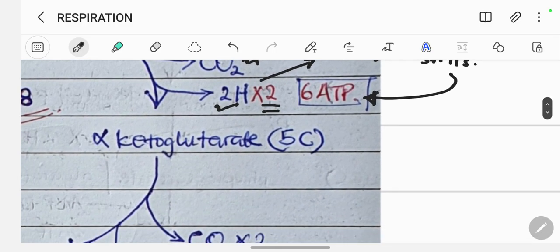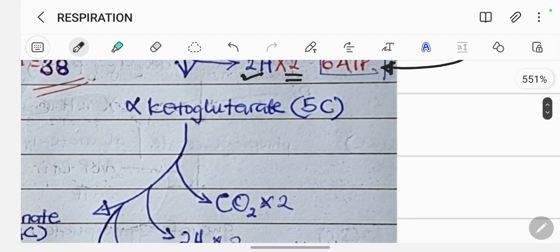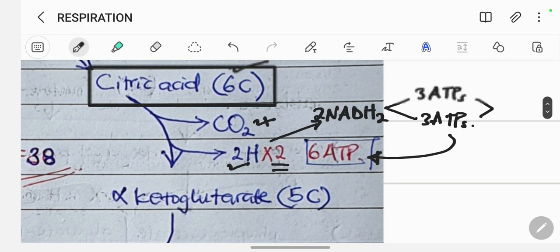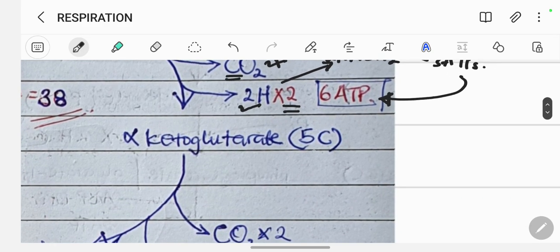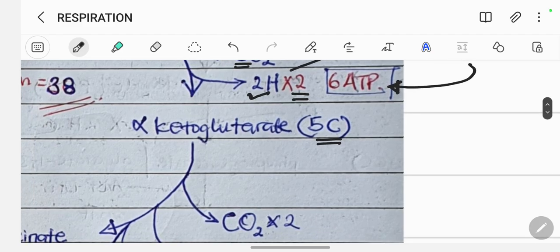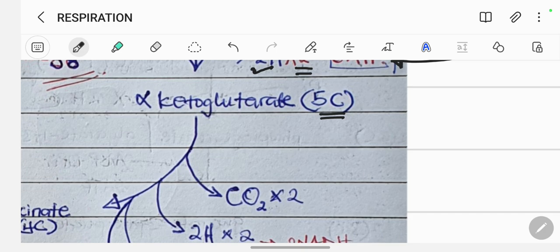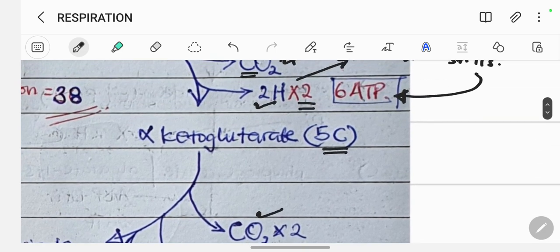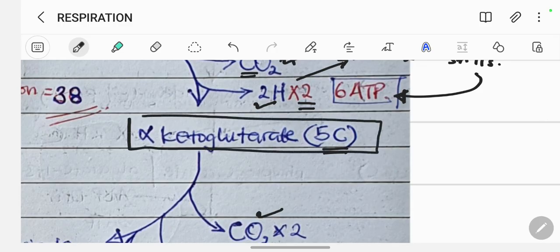So that is it. After that, we have alpha ketoglutarate. This one was a 6 carbon compound, citric acid. As it lost this carbon dioxide, we formed the 5 carbon compound, alpha ketoglutarate. Alpha ketoglutarate is also going to lose the carbon dioxide there. So I'm going to enclose my alpha ketoglutarate like this.